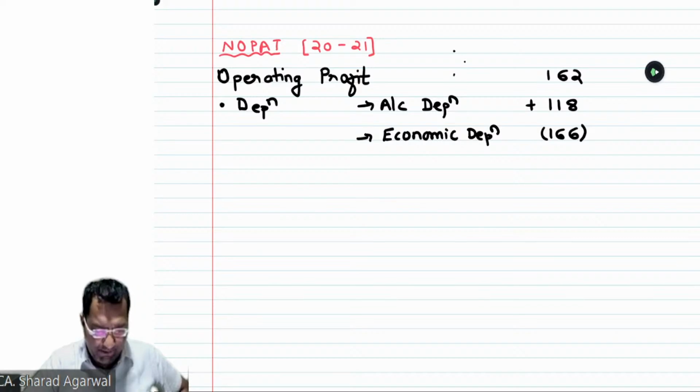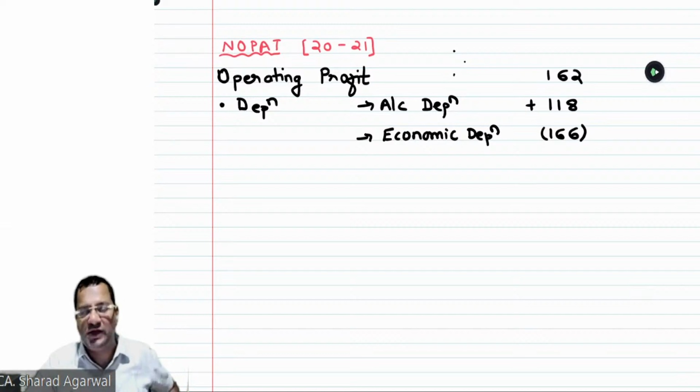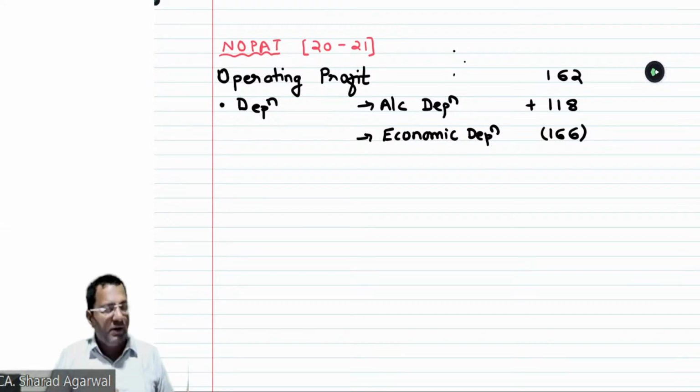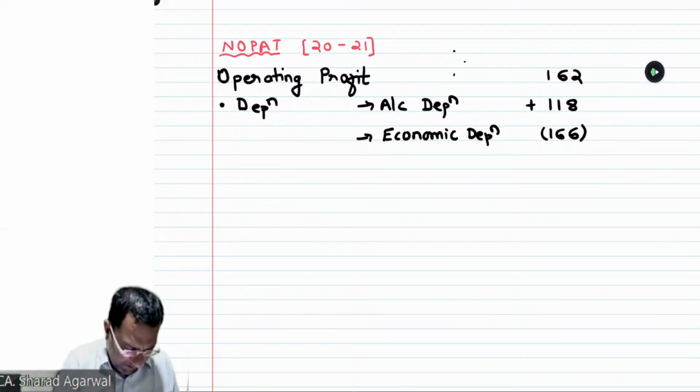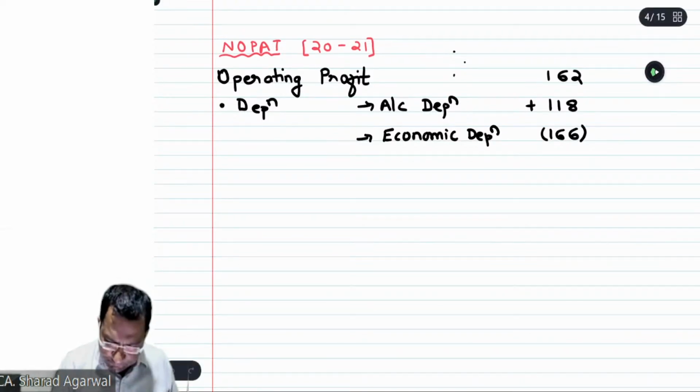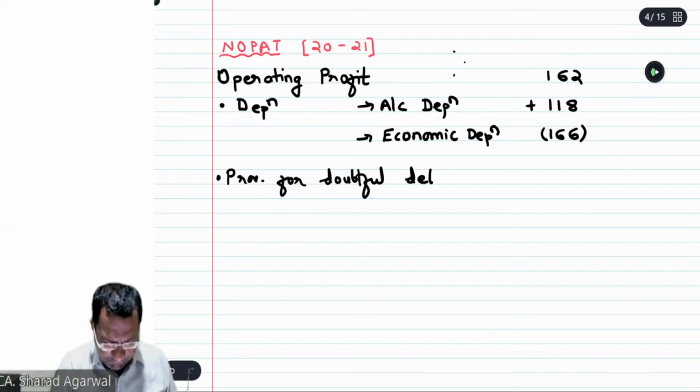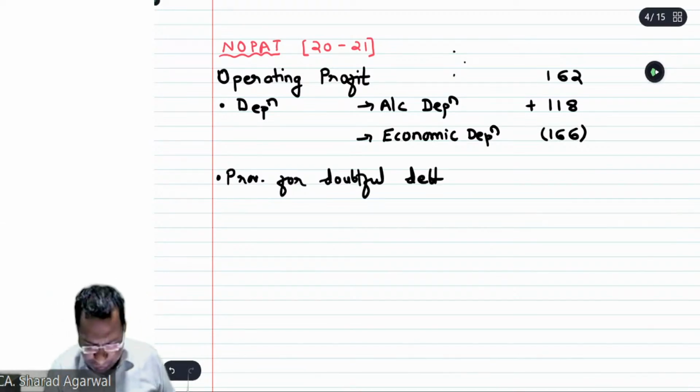Provision for doubtful debt has to be added because provision has been disqualified by Stern Stewart and Company. They do not believe in accrual accounting profit. They believe in cash profit. And in cash profit, there is no terminology such as provision. So provision for doubtful debt of the current year will be added. What is the amount? Amount is 4 lakh rupees.